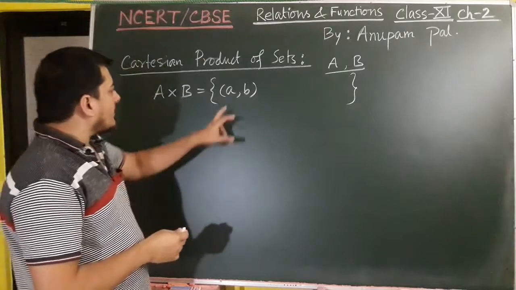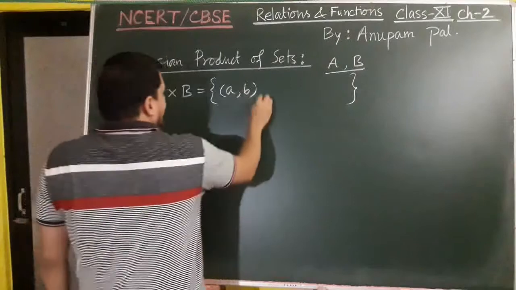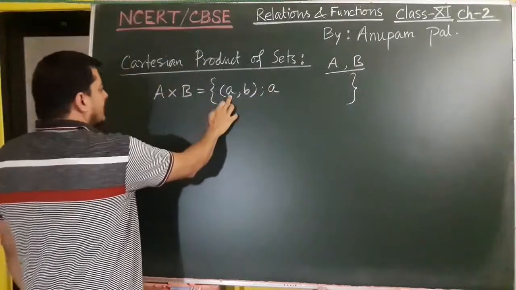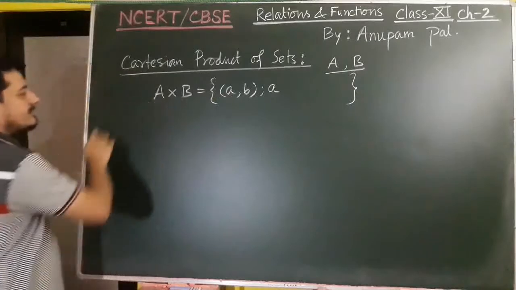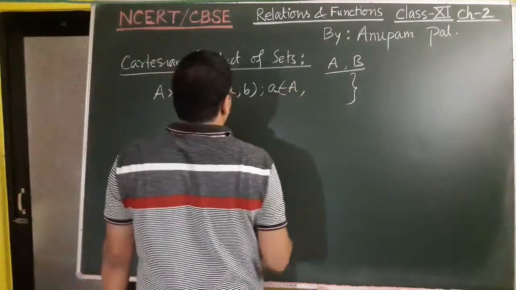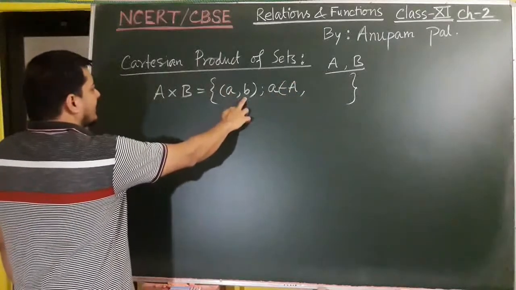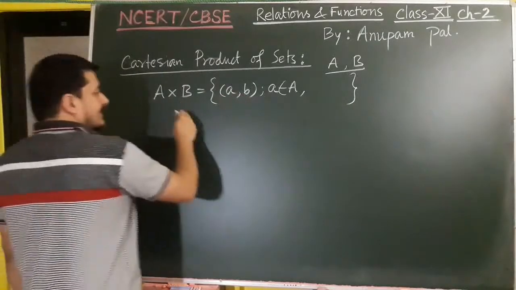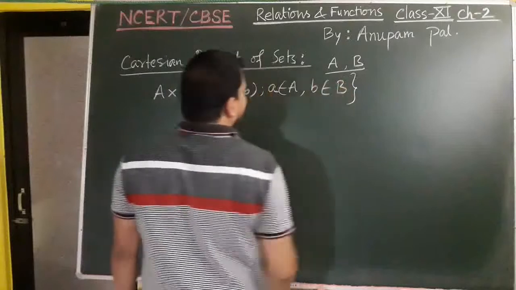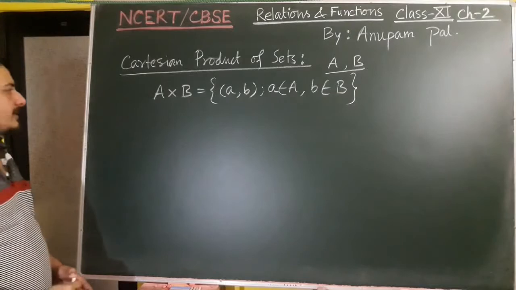Now what is this element a and what is this element b? We write it something like this. a, the first element, will be a member of the first set, so we write a ∈ A. And the second element of the ordered pair will be a member of the second set. That means b is a member of the second set, b ∈ B. We write it like this. Fine.